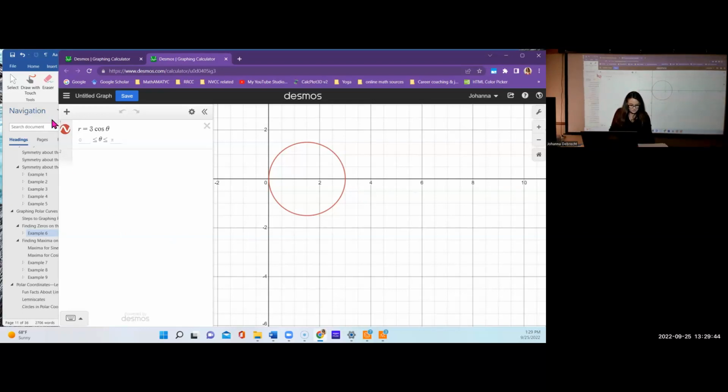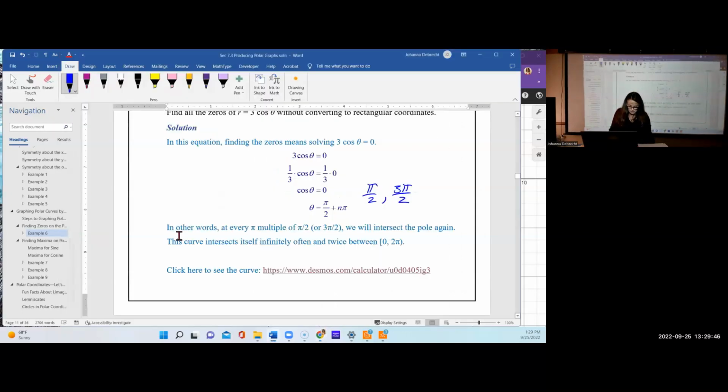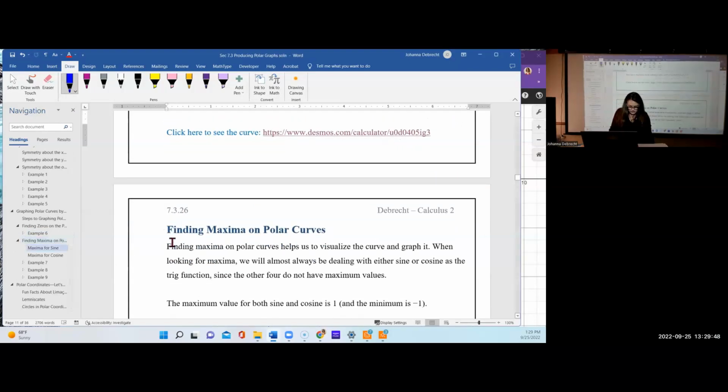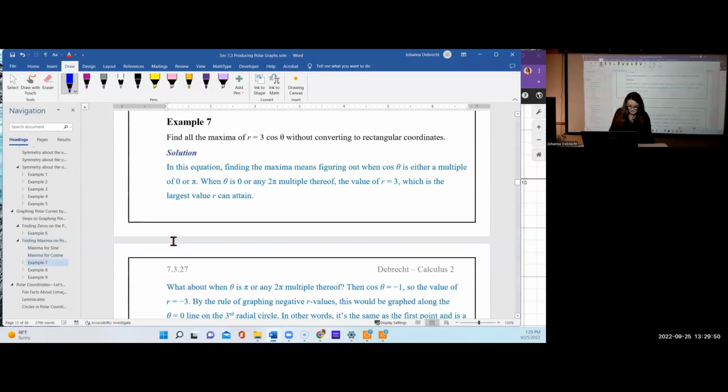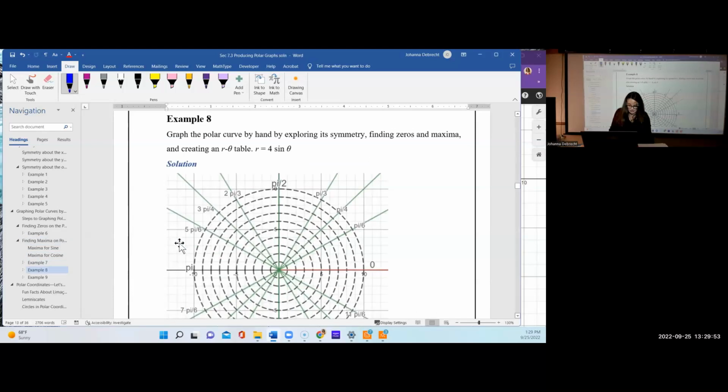Okay, let's take a look now at the next one. So we did example 7. Let's take a look at example 8. Now on example 8, we want to explore symmetry, find the zeros, find the maxima, and create an r theta table and plot r equals 4 sine of theta. So the first thing that I would like you to do is to go ahead and evaluate the symmetry. So let's do the symmetry right here.